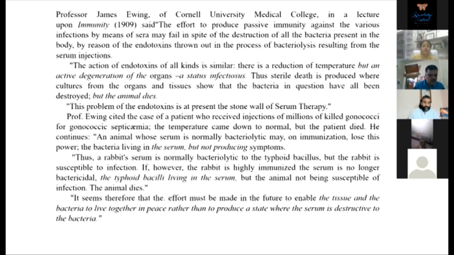Thus, a rabbit serum is normally bacteriolytic to typhoid bacillus, but the rabbit is susceptible to infection. If, however, the rabbit is highly immunized, the serum is no longer bactericidal, the typhoid bacilli living in the serum, but the animal not being susceptible of infection, the animal dies. It seems therefore that the effort must be made in the future to enable the tissue and the bacteria to live together in peace rather than to produce a state where the serum is destructive to bacteria.